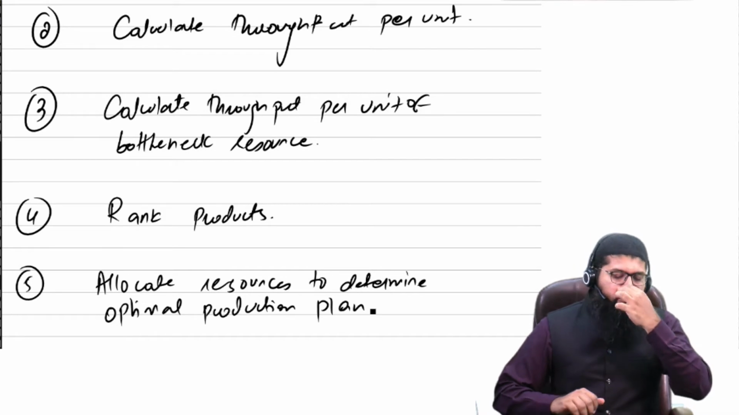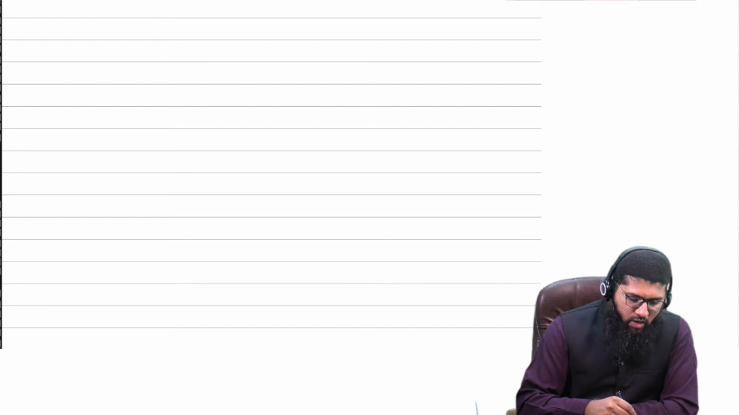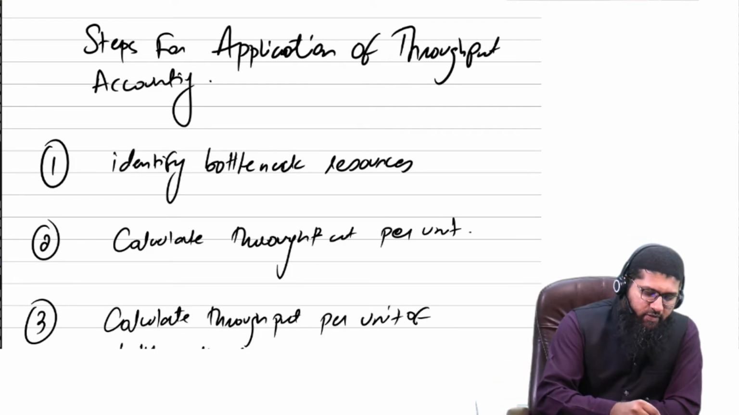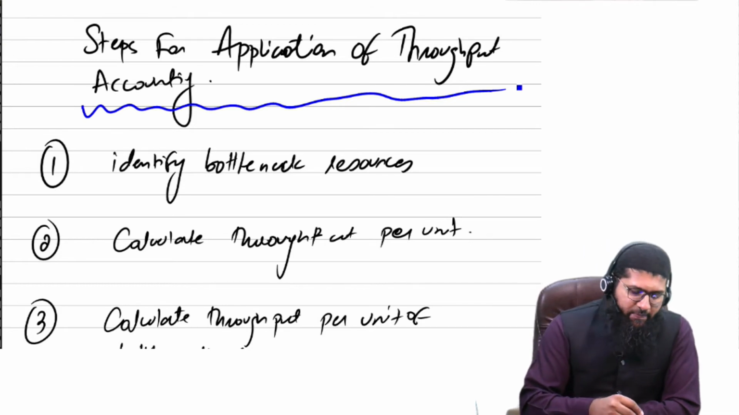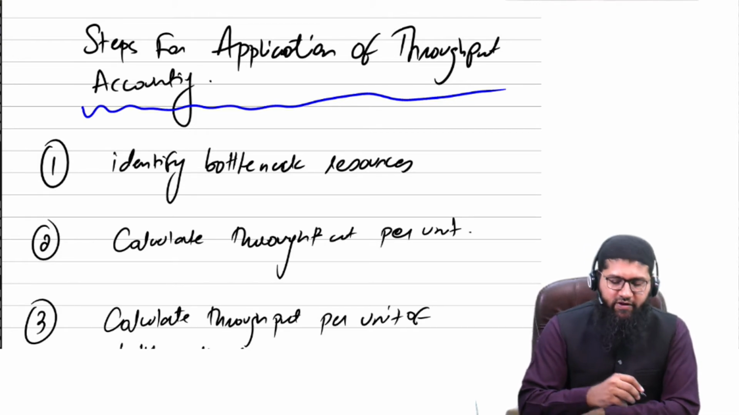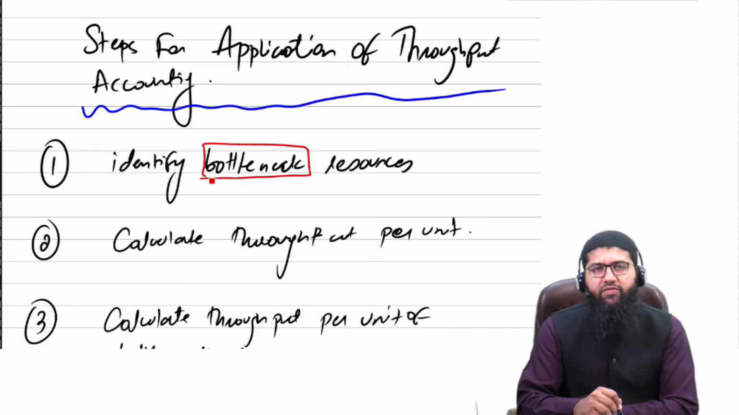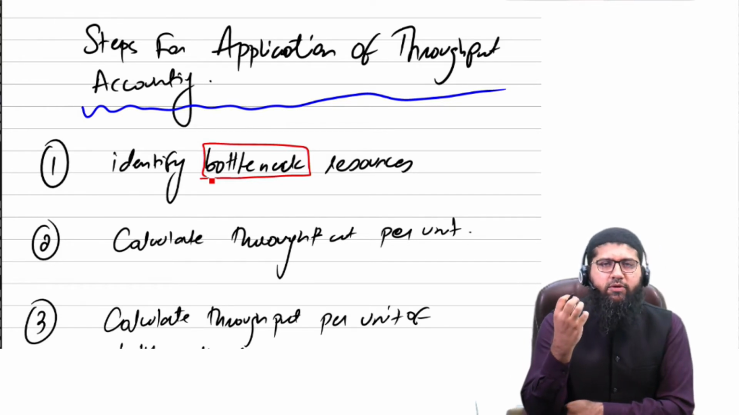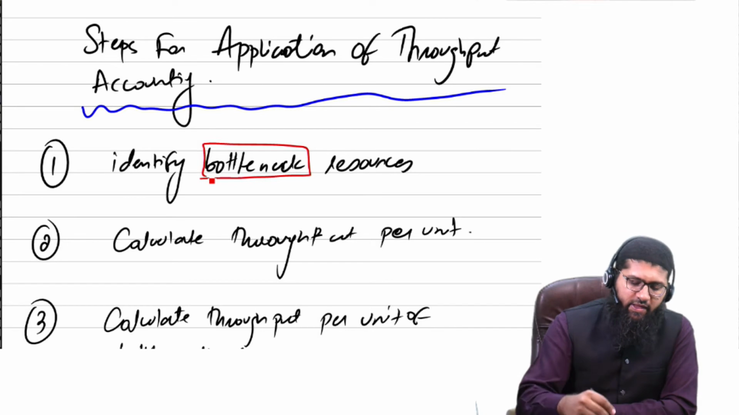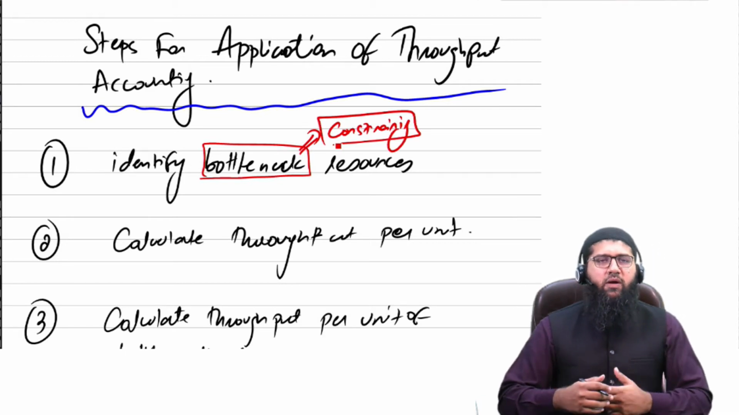Now, let's just try to understand something. These are the steps for the application of throughput accounting. What are the steps for the application of throughput accounting? The first one of them is to identify the bottleneck resource. What is this bottleneck resource? When we talk about the concept of bottleneck, it actually means something that's constraining, something that's restricting the organization's performance.